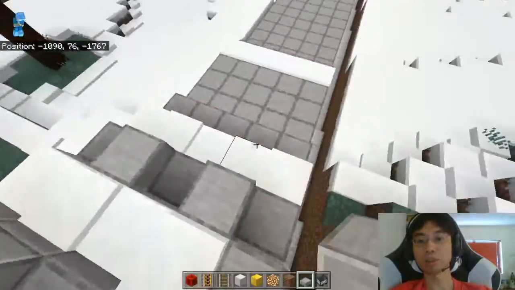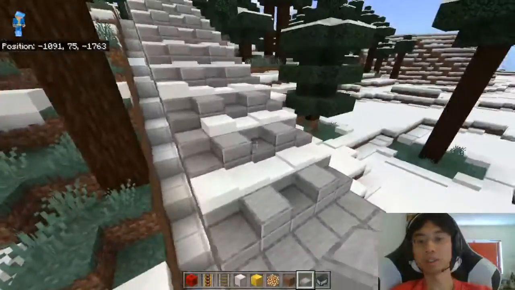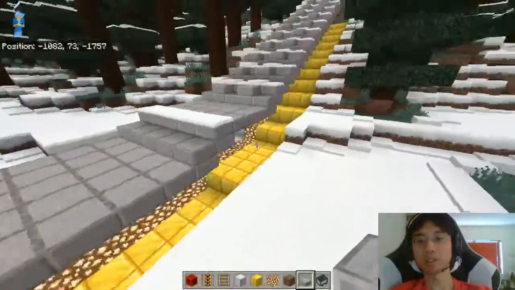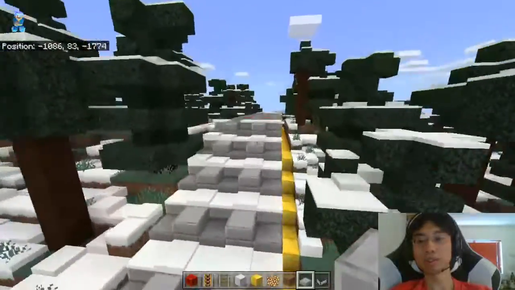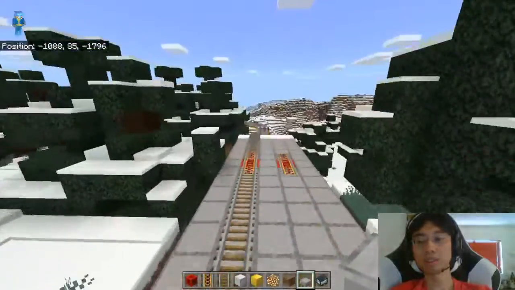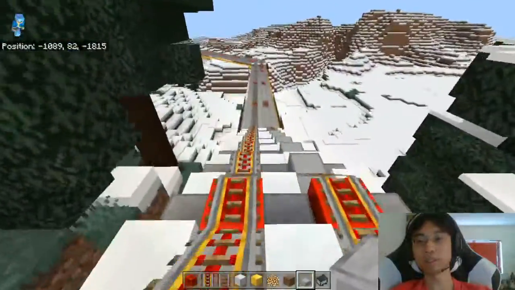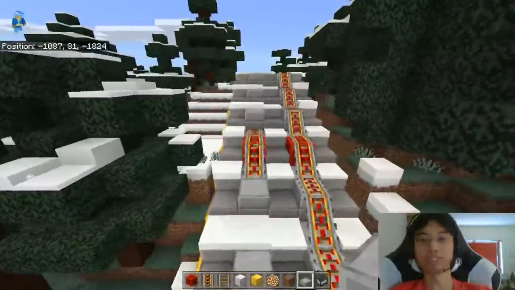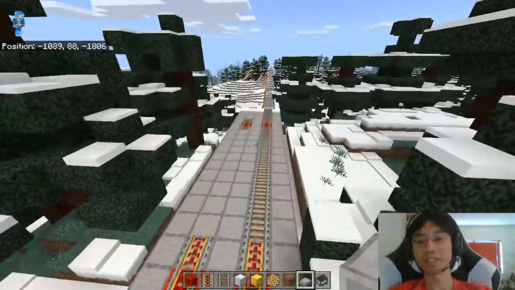You know, in hindsight, maybe this should have been a tunnel. Because look, it goes up the hill and then down the hill. That should be a tunnel. It's too late now.